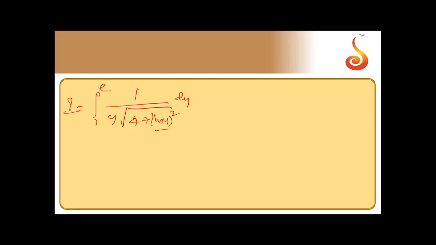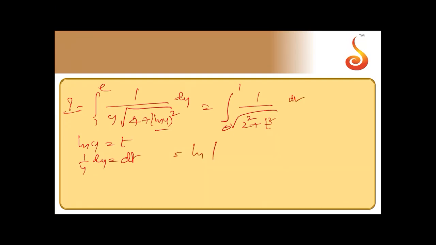Of course, log y is equal to t, so 1 by y dy will become dt. The limits will be changing: log 1 is 0, log e is equal to 1. So we get 1 divided by root of 2 square plus t square dt, and that is equal to log of 2 plus under root of 4 plus t square, plus constant.